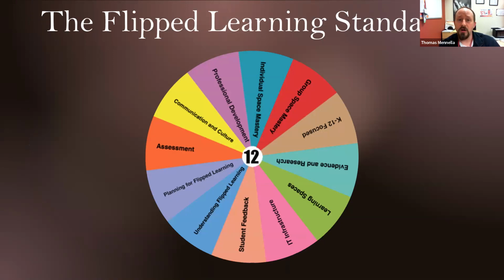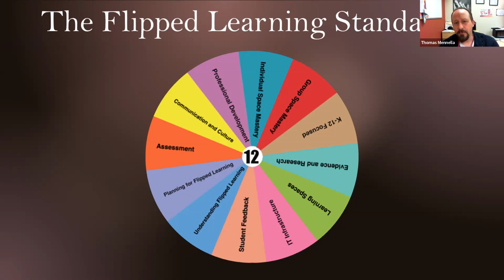They've come up with a framework of best practices for flipped learning, and I would argue a framework of best practices for all teaching and learning, flipped or not. And they've divided those into these 12 core areas. So they break down to standards around communication and culture, around professional development, for the individual space, for the group space, a set of standards that is focused exclusively on K-12 education, a set of standards for doing research and providing evidence of effective flipped learning, for learning spaces, for IT needs, for student feedback, for understanding flipped learning ourselves as educators, for planning for flipped learning as educators, and finally for assessment. These 12 core categories is where all of the best practices, all of these standards in the framework fall into.